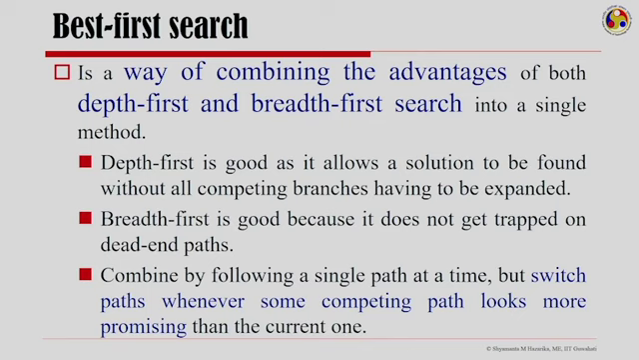We want to combine this in a best first search and follow a single path at a time, but switch paths whenever some competing path looks more promising than the current one. That's the philosophy of best first search. Take the best of the depth first and the best of the breadth first searches and jump from one branch of the search to the other branch to get to the best nodes at every point in time.